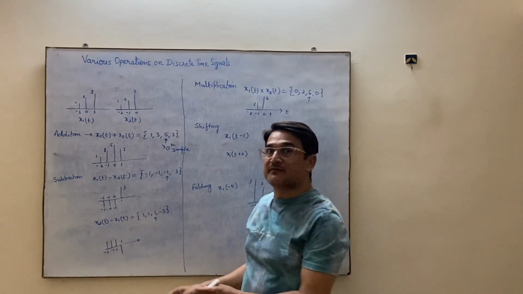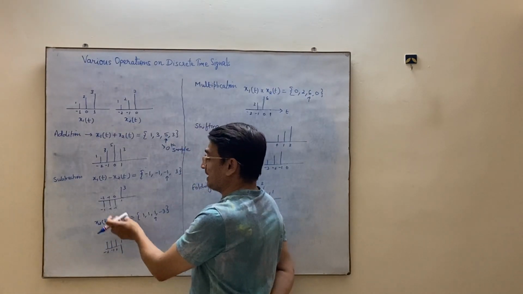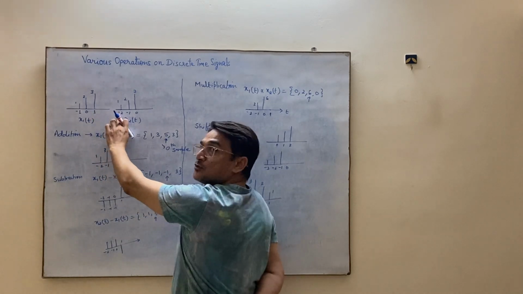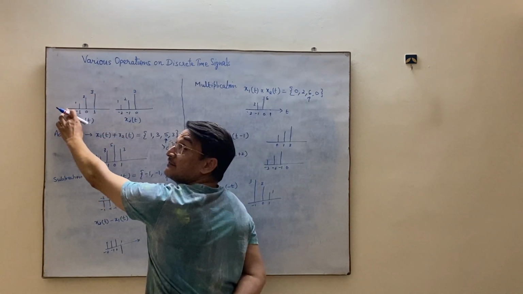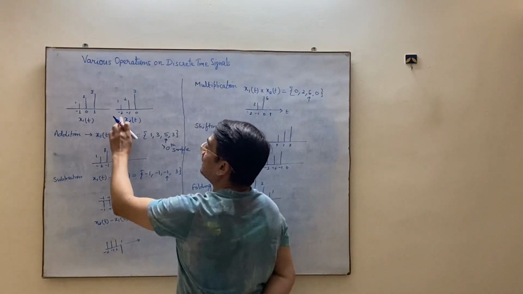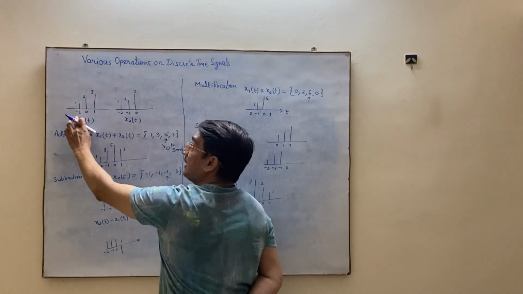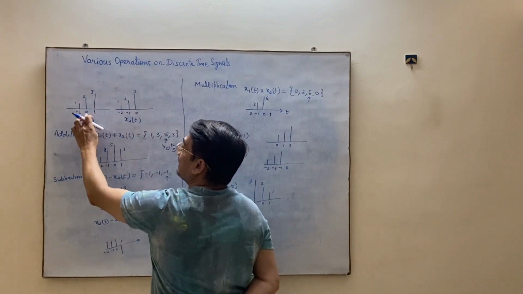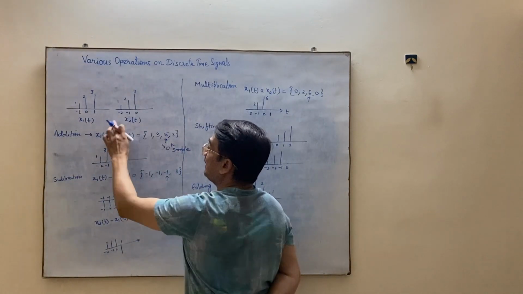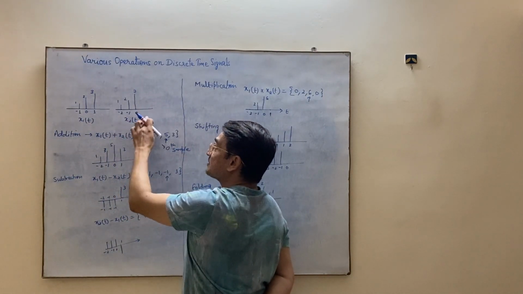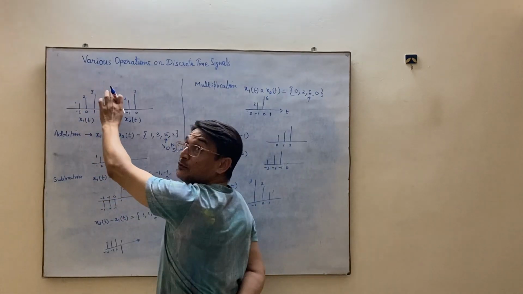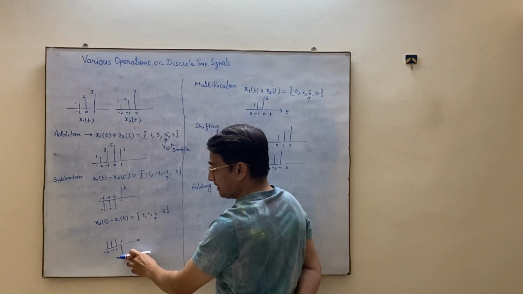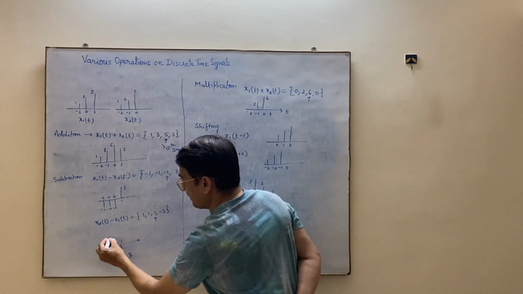Now I am reversing the operation, that is x2(t) minus x1(t). So now I am subtracting x1(t) from x2(t). At -2, x2 has value 1 and x1 has value 0. So 1 minus 0 will be 1. Then at -1 it has value 2, and the other has value 1. So 2 minus 1 will be 1. Then at 0, 3 and 2, so 3 minus 2 will be 1. And then at t equal to 1, x2(t) has value 0 and x1(t) has value 3. So 0 minus 3 will be -3. Graphically it is 1, 1, 1 and -3.